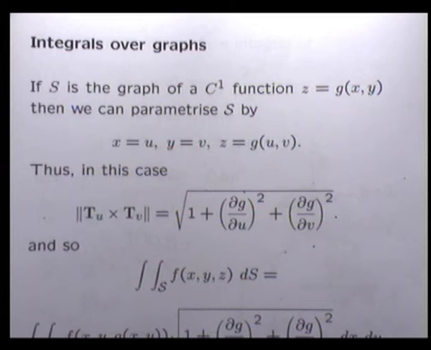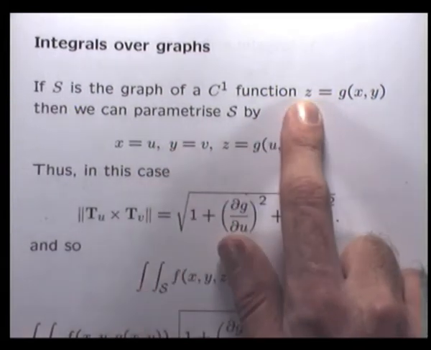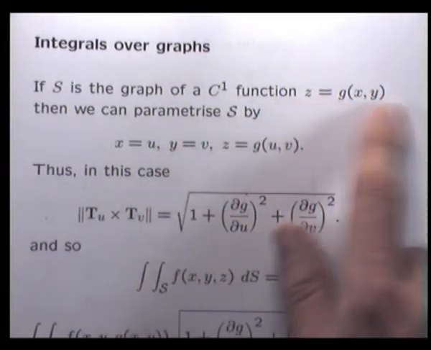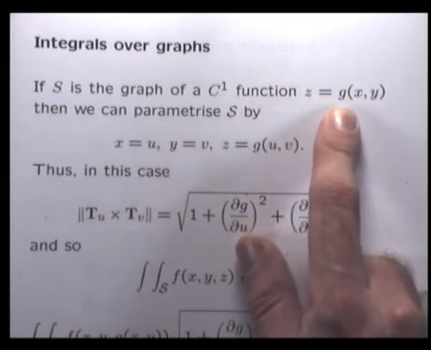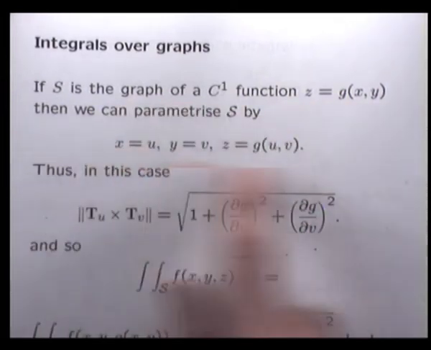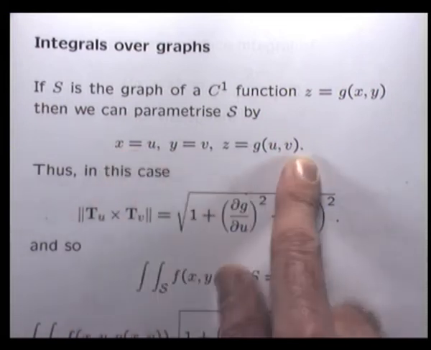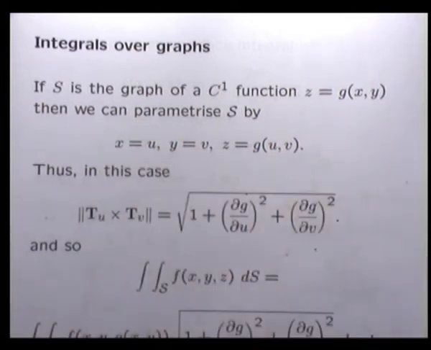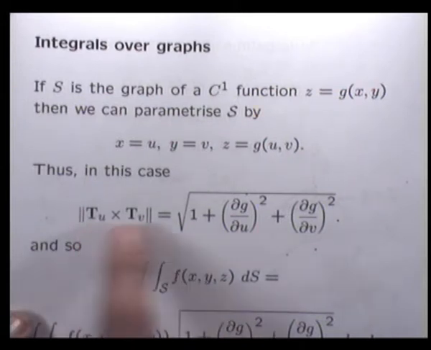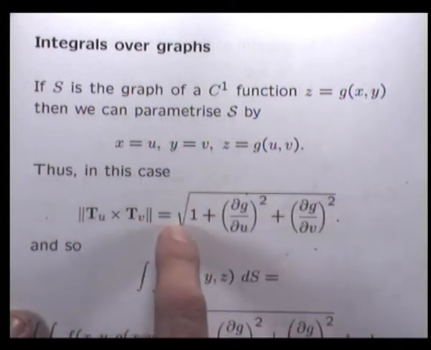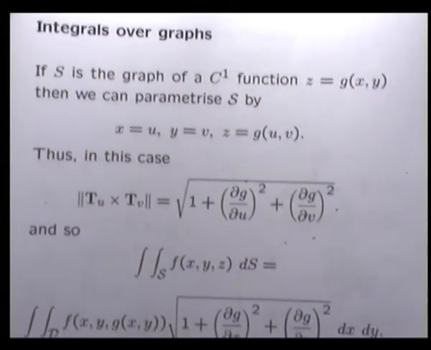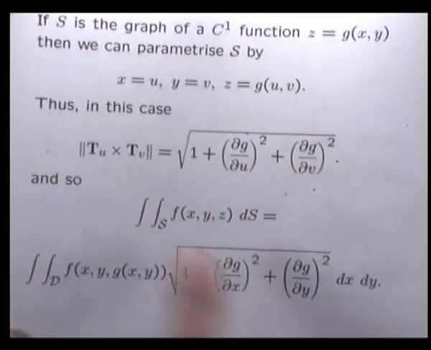All right? When our surface is a graph, in other words, we can write it in this form for some function g, then we can parameterize the surface in this natural way here. In that case, it's quite easy to do: you can calculate the tangent vectors and look at the magnitude, and you get this. And so the actual surface integral can be written in this manner.